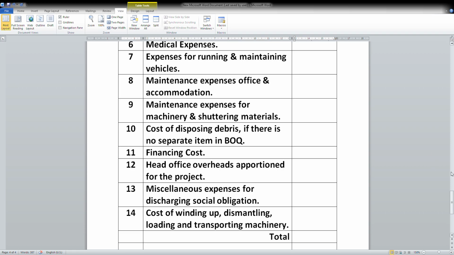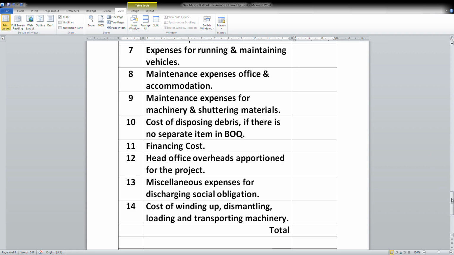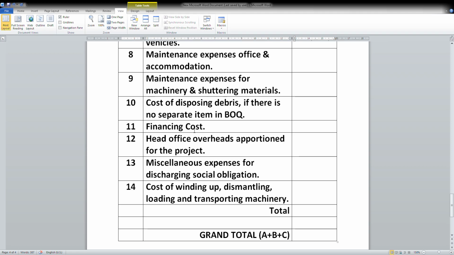Financing costs. If certain loans are taken, or if there are delayed payments, there is some cost to it, and that can also be factored in and taken here. Head office overheads apportioned for the project. Some portion of head office will be working on this project, so those can be considered on a pro rata basis under this. Miscellaneous expenses for discharging social obligations. There will be some compulsion to fulfill social obligations, so those expenses, if any, can be considered here.